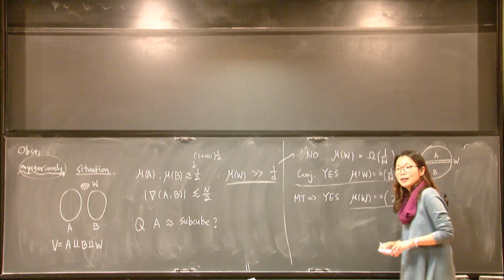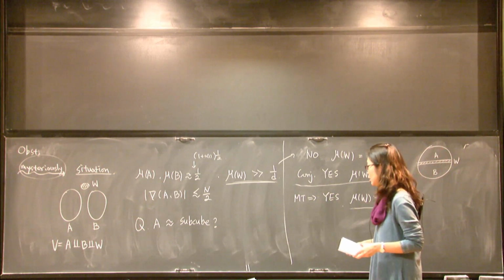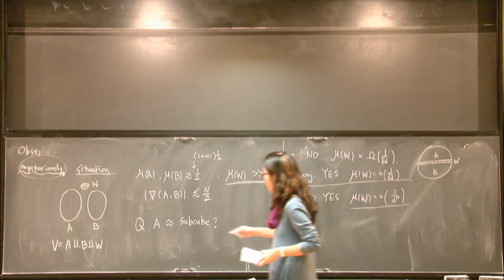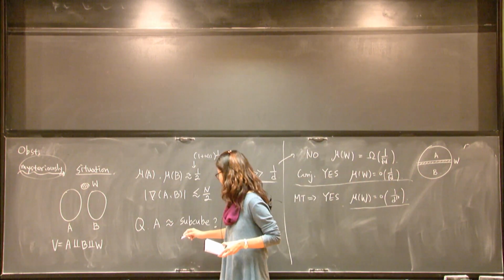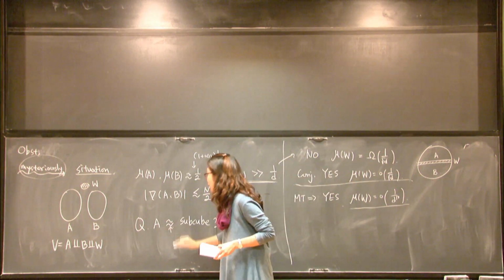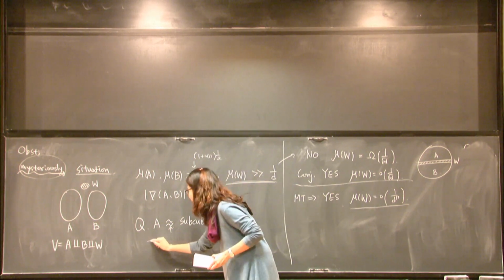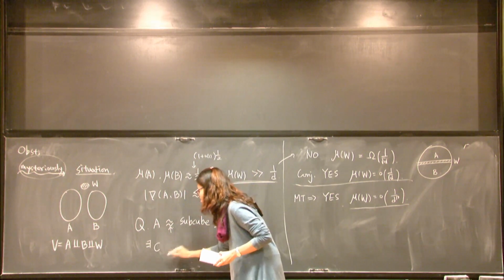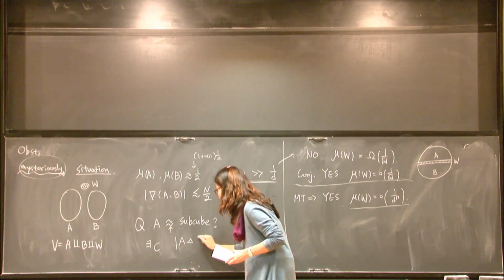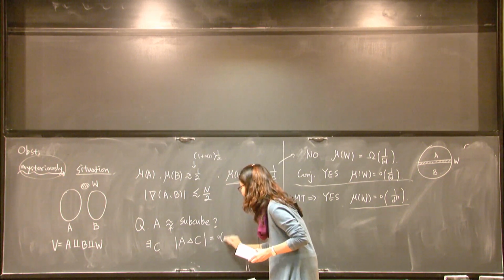What kind of closeness to the subcube do you need for that? I'm sorry? What are you looking for when you say A is almost a subcube? Oh, yeah, this is defined by symmetric difference. So this means there exists some subcube C such that the symmetric difference is little o of n.